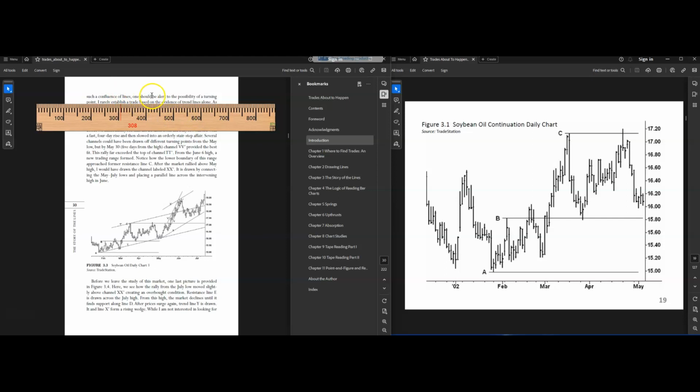And why are we doing all of this? We're looking for a turning point. All right, why are we looking for a turning point? Because we want to put on a trade. We don't want to just draw lines.